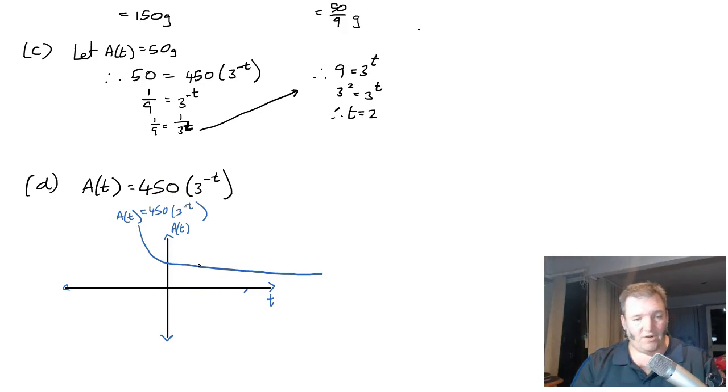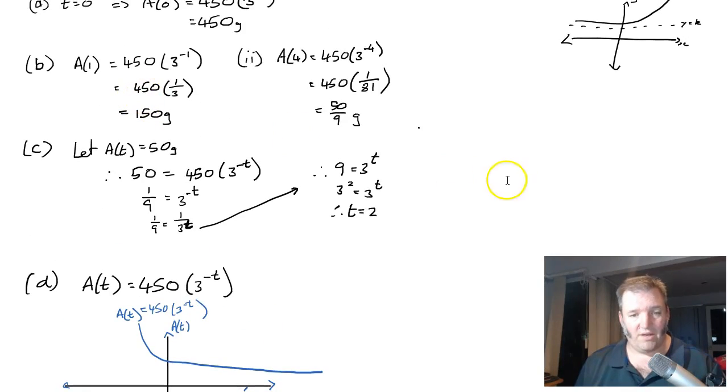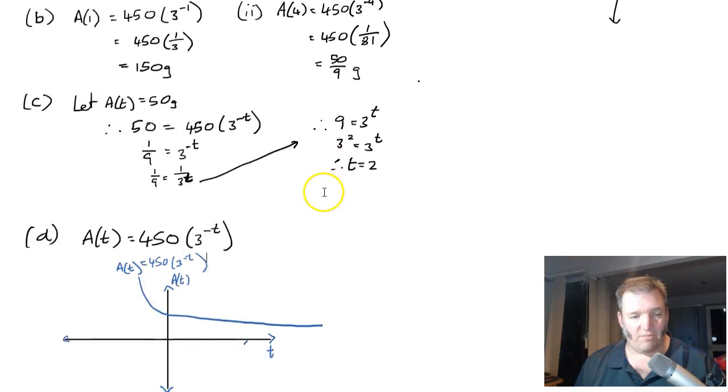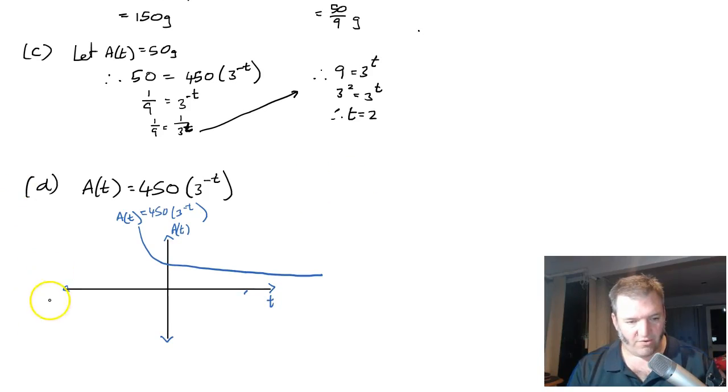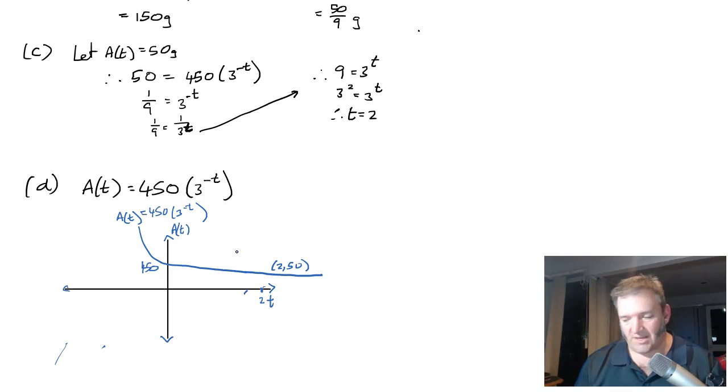If I wanted to substitute in a point, well, I know a couple of points up here. I know that when t equals 2, the amount was 50 grams. The initial amount was 450, so I can find where that is. That's 450. And really, I probably could have decreased a bit faster, but we don't really say what our scale is there, so maybe it's 2 over here, and that's the point 2, 50. You don't need to do much more than that. You just need to get the general shape. This one, the asymptote, is still the x-axis.